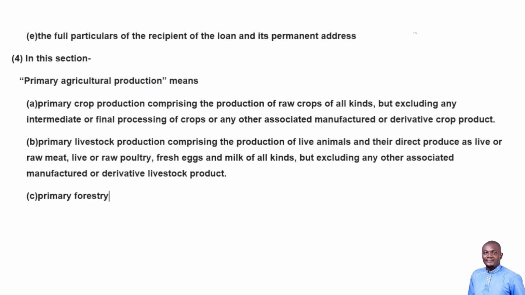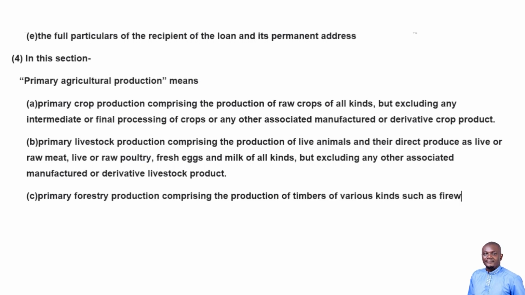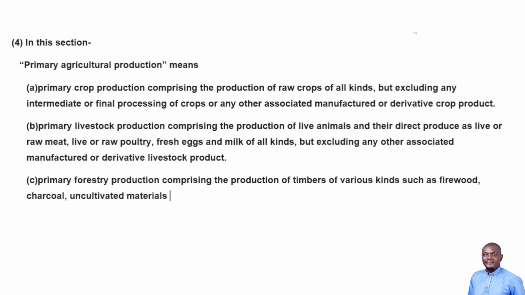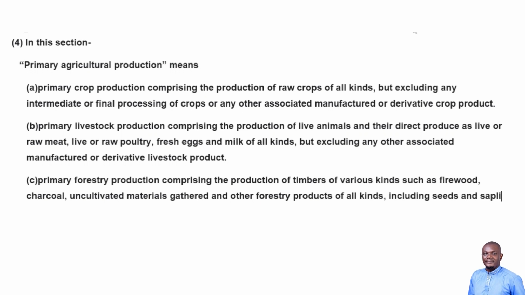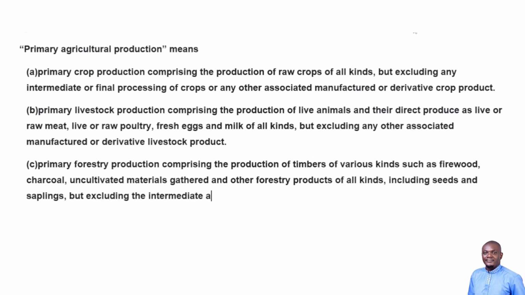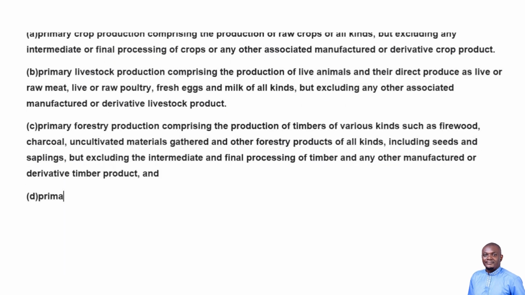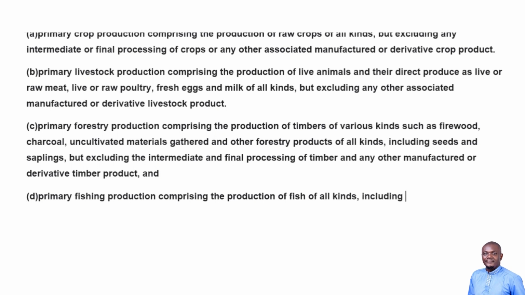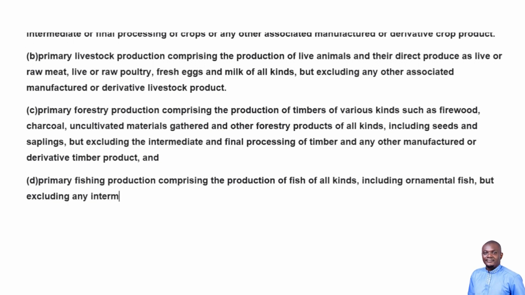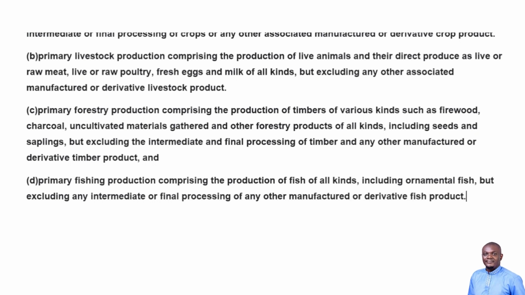C. Primary forestry production, comprising the production of timbers of various kinds such as firewoods, charcoal, uncultivated materials, gathered and other forestry products of all kinds, including seeds and saplings, but excluding the intermediate and final processing of timber and any other manufactured or derivative timber products. D. Primary fishing production, comprising the production of fish of all kinds, including ornamental fish, but excluding any intermediate or final processing of any other manufactured or derivative fish products.